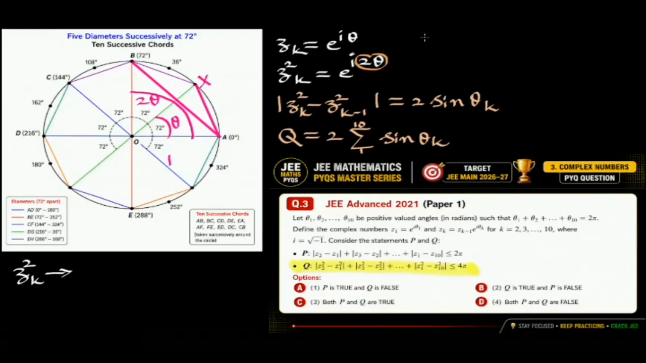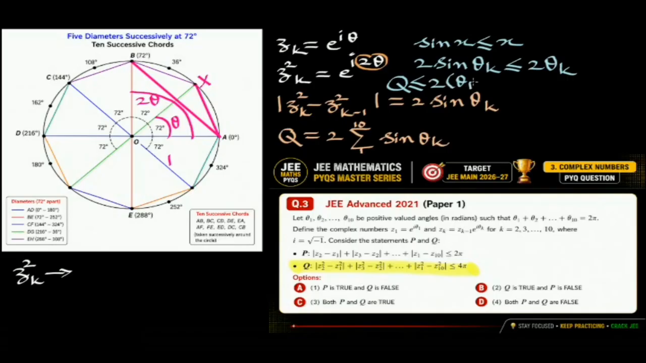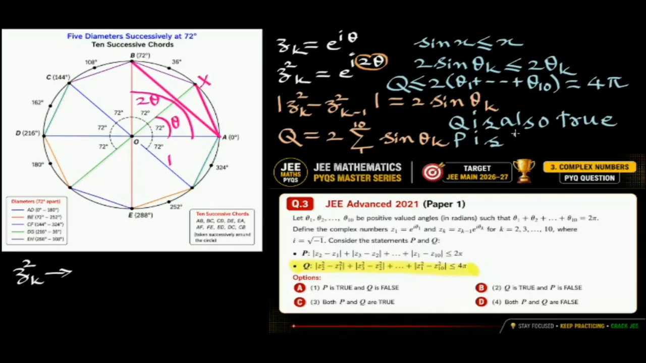Again using sin x less than or equal to x, we obtain 2 sin theta k less than or equal to 2 theta k. Adding, we get Q less than or equal to 2 times (theta 1 plus and so forth plus theta 10), which equals 2 times 2 pi, that is 4 pi. Therefore Q is also true. We have already proved P is true. Therefore option C, both P and Q are true, is correct.